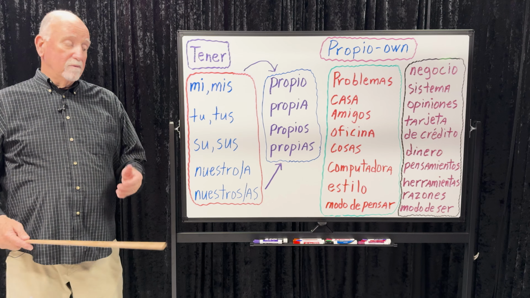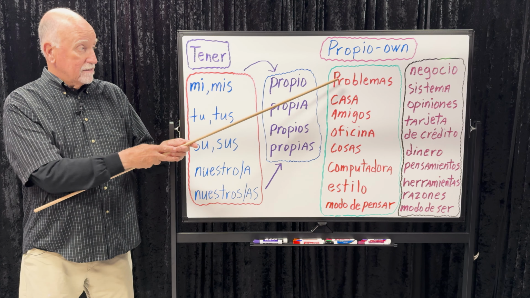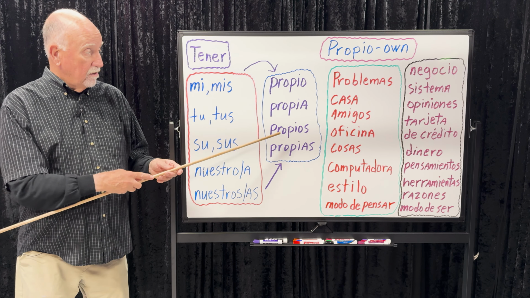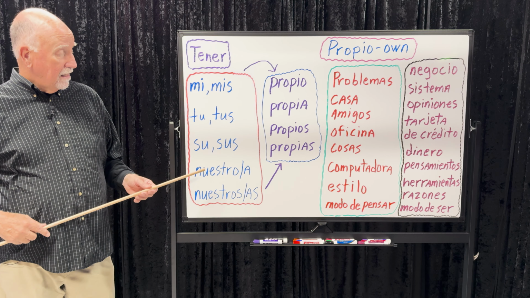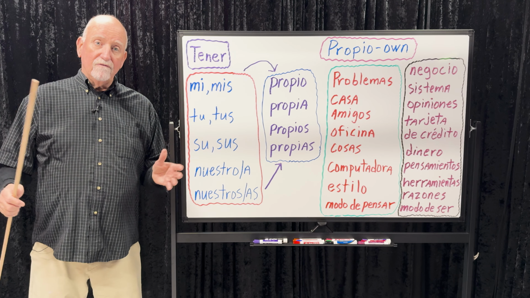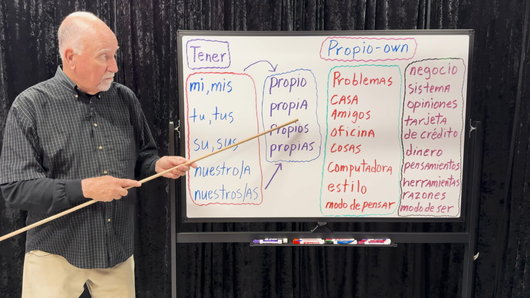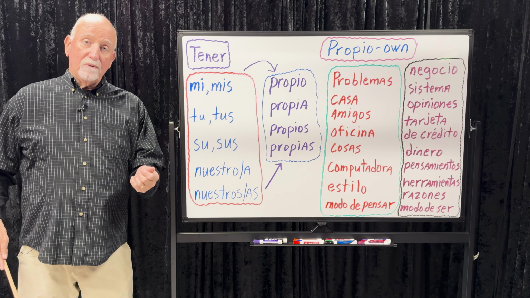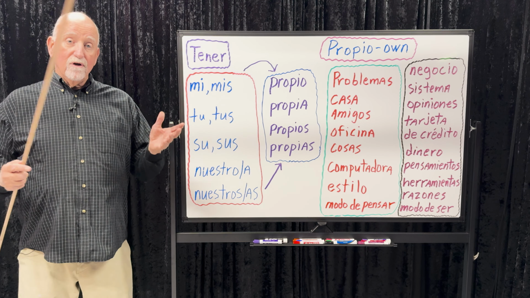Her own problems would be sus propios problemas. Their own problems would be the same. Sus propios problemas. Casa, our own house. You just bought a house, you're really excited, right? You've been renting all your life. We have our own house. Nuestra propia casa. All are going to end in A. Nuestra propia casa. Let's go with amigos, my own friends.